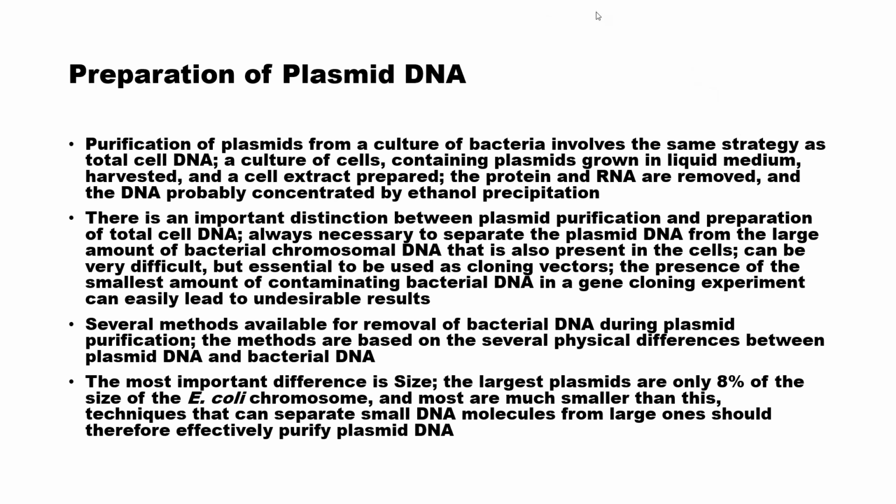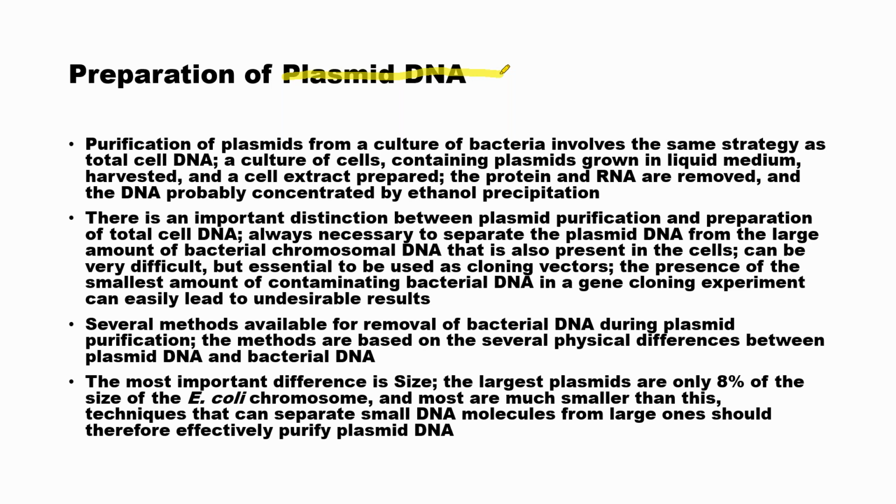So now the next topic is preparation of plasmid DNA. Already we had discussed what plasmids are. Plasmids are nothing but extra chromosomal DNA molecules which are present in many bacterial cells. And what is the importance of plasmids? The most important factor about plasmids is that they are widely used as cloning vectors. What do you mean by a cloning vector? A cloning vector is nothing but plasmid DNA used as a medium to transfer a foreign gene from the donor organism to the recipient organism.